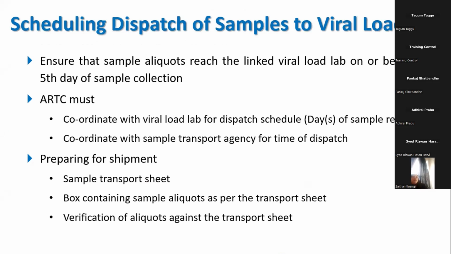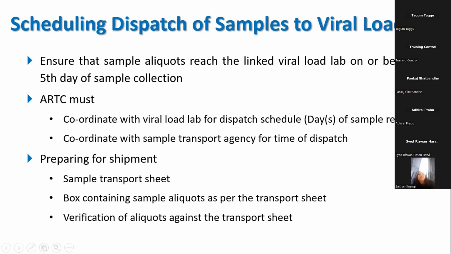And viral load labs are equipped with freezers to store the sample for more than 1 year. So you have to ensure that all the samples that have been drawn are processed within 6 hours, stored in 2 to 8 degrees, and reach the viral load lab on or before the 5th day of sample collection. Collocated and non-collocated both have to centrifuge the blood samples, separate the plasma, and send the plasma only, not the whole blood.